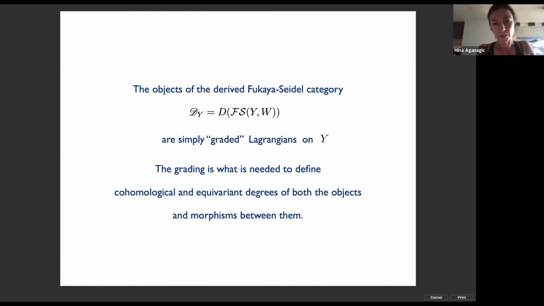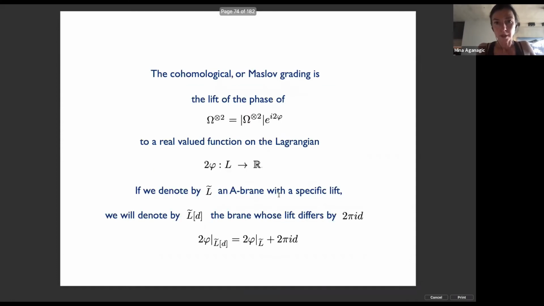The grading is what's needed to define cohomological and equivariant degrees of both the objects and the morphisms between them. The cohomological grading, or fermion number, Maslov grading, is familiar. For a Lagrangian, it is defined by choosing a lift of the phase of the square of the holomorphic form to a real valued function on the Lagrangian. So the A-brane is a Lagrangian L together with the choice of this lift, a graded A-brane, graded by Maslov grading.